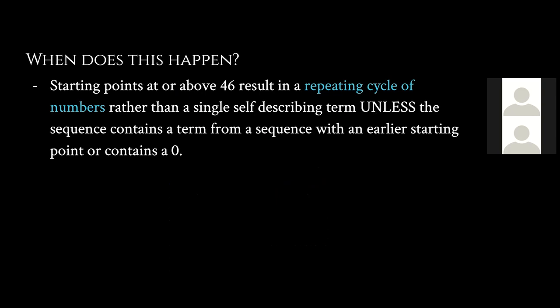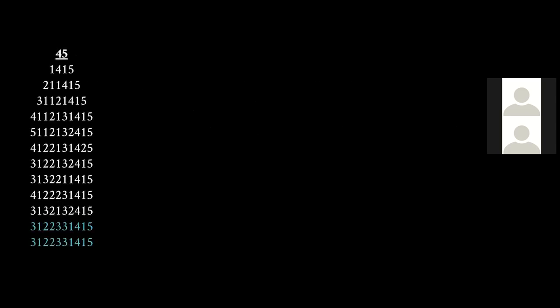So we put this in the form of a hypothesis. Starting points at or above 46 are going to repeat a cycle of terms rather than a single self-describing term, unless they reach a term that's prior to 46 or they contain a 0. And we're going to talk about zeros later. So here's just an example of this. We see 45, which is before 46, ends in a single self-describing term.